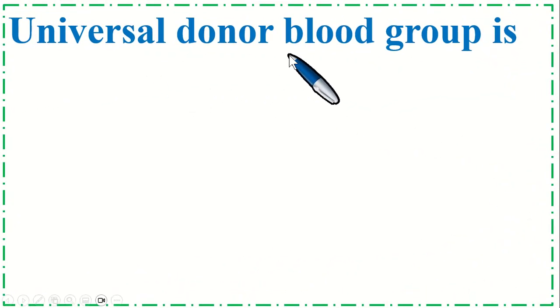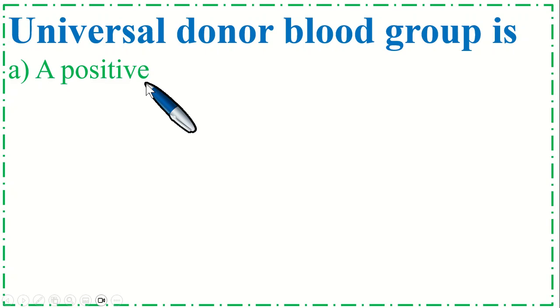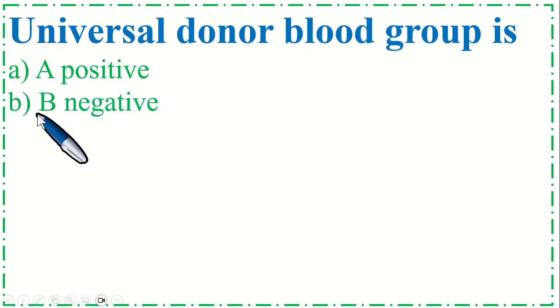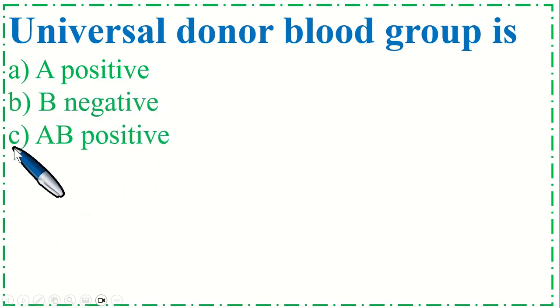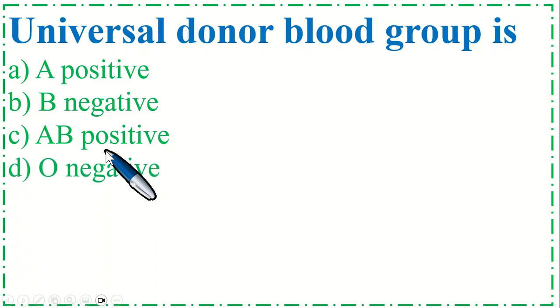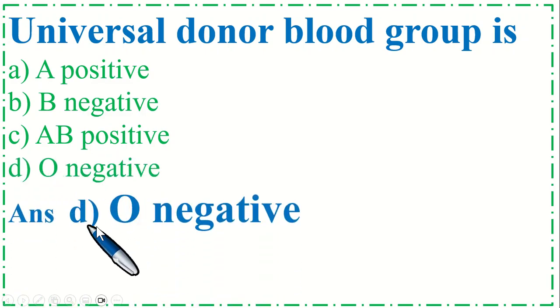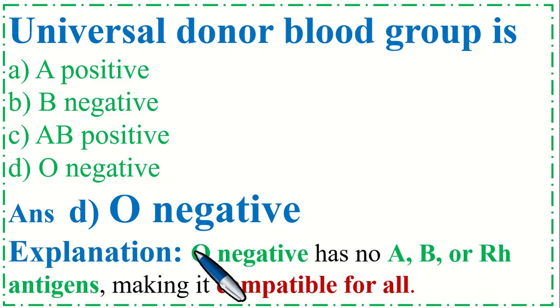Universal donor blood group is option A A positive, option B B negative, option C AB positive, and option D O negative. So the correct option is D, O negative. O negative has no A, B, or Rh antigens, making it compatible for all.